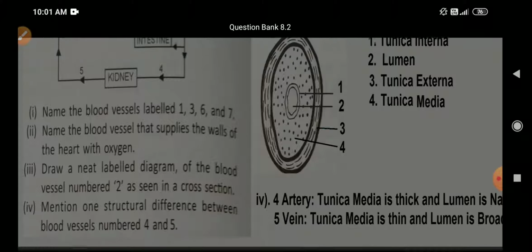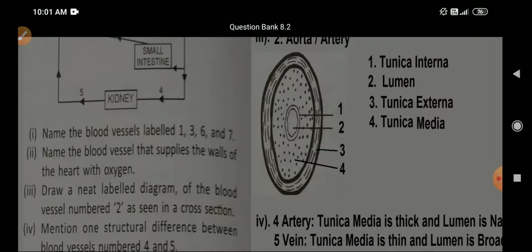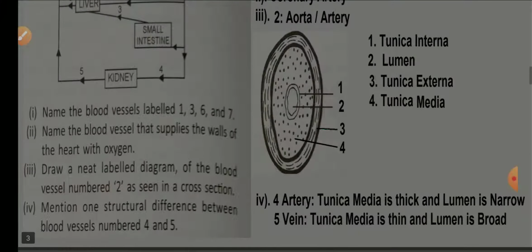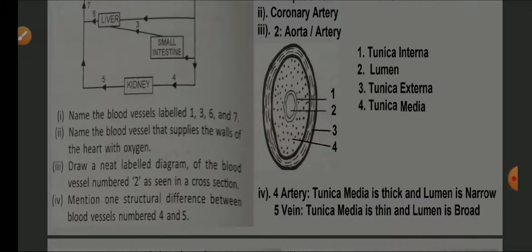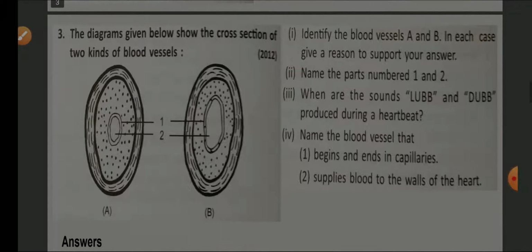I have not mentioned here the name because they are not asking the name, they are asking the structural difference. So in the artery tunica media is thick and lumen is narrow, and in the vein tunica media is thin and lumen is broad. Let us move on to question number 6.